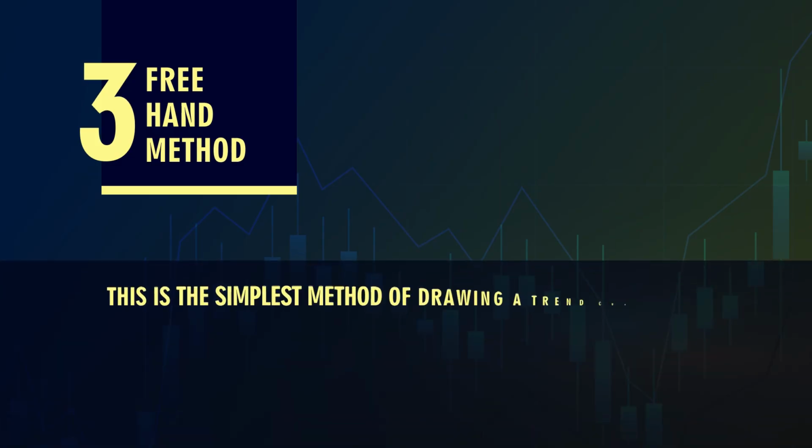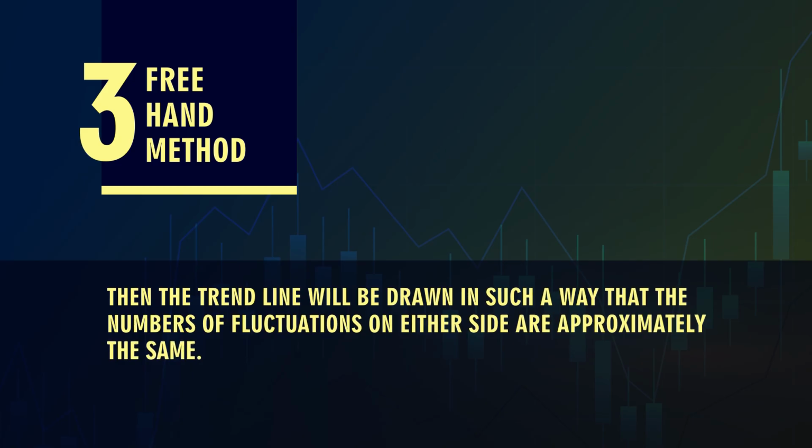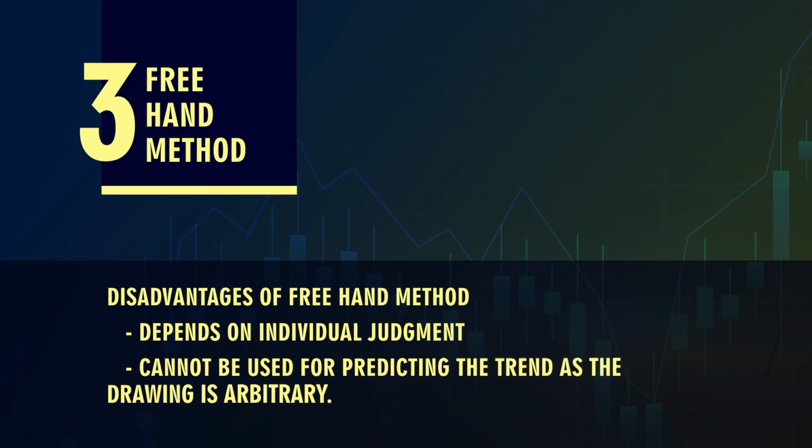So this is the simplest method of drawing a trend curve, and we are going to plot the values of the variable against time on a graph paper and join these points. Then the trend line will be drawn in such a way that the number of fluctuations on either side is approximately the same. The trend line will be a smooth curve. On the other hand, there are certain disadvantages of the freehand method: it depends on individual judgment, and it cannot be used for predicting the trend as the drawing is arbitrary in nature.